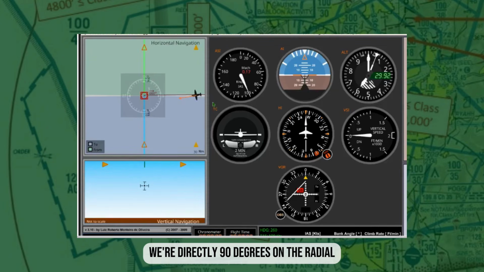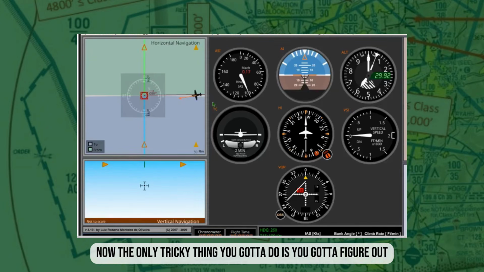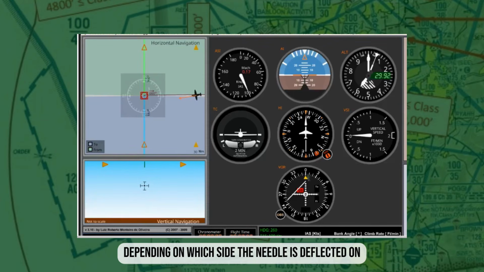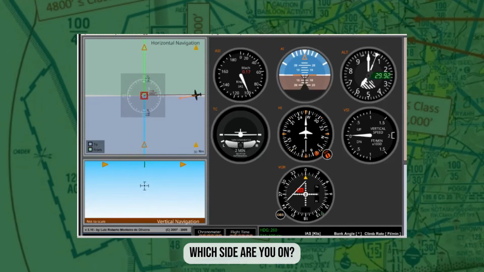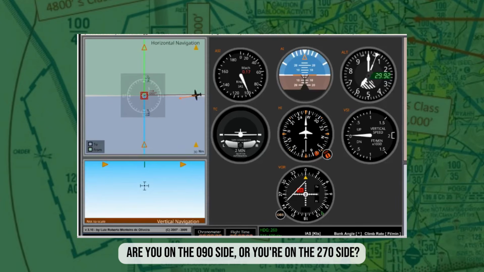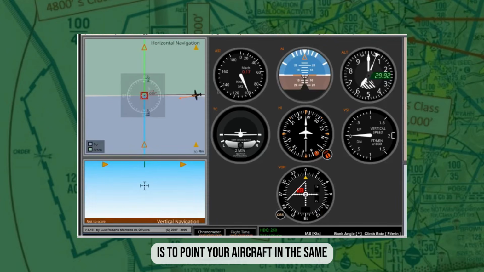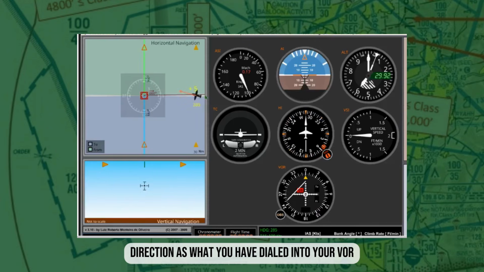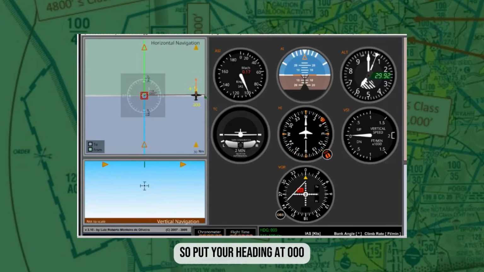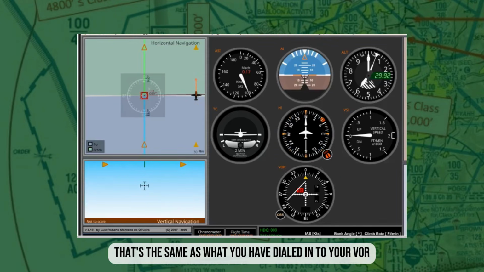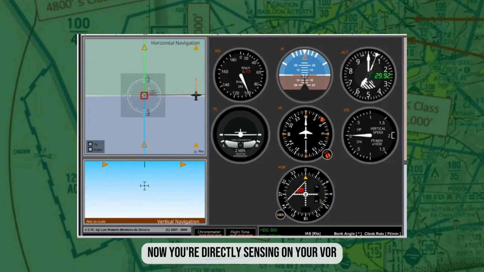We're directly 90 degrees from the radial. Now, the only tricky thing you got to do is figure out, depending on which side the needle is deflected on, which side are you on? Are you on the 090 side or are you on the 270 side? And again, this is where my next trick comes in, is to point your aircraft in the same direction as what you have dialed into your VOR. So put your heading as 000. That's the same as what you have dialed into your VOR. Now you're directly sensing on your VOR.